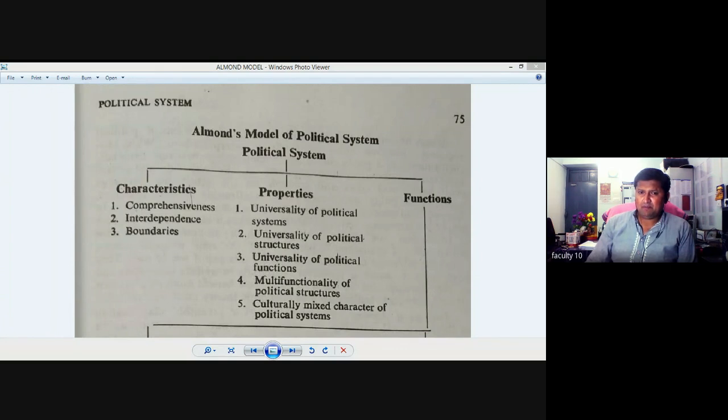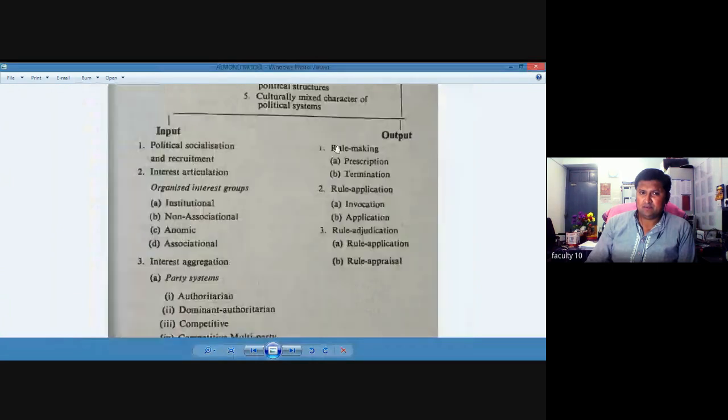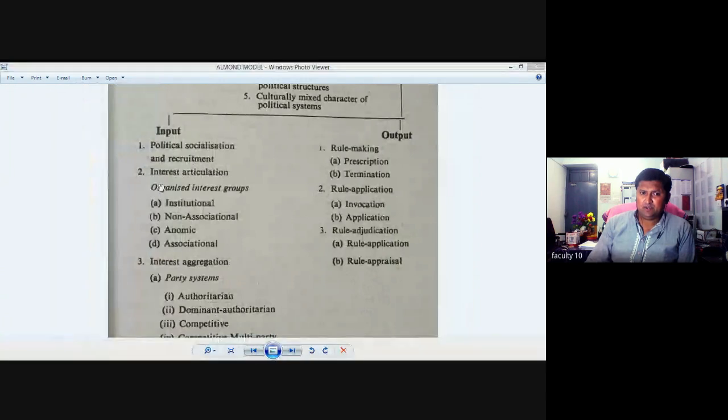There are five properties of a political system. You can see the universality of political system, universality of political structure, universality of political function, multifunctionality of political structure, and culturally mixed character of political system. And the function of the political system is divided into two categories: the input function and the output function.